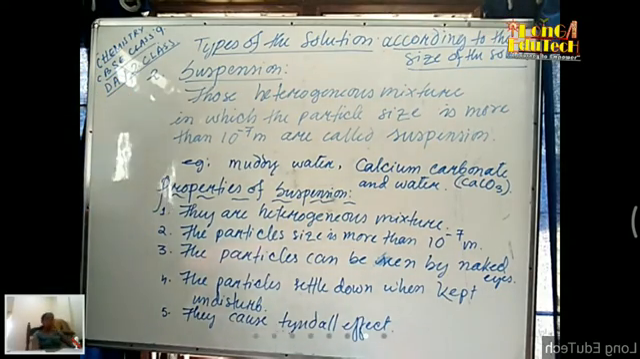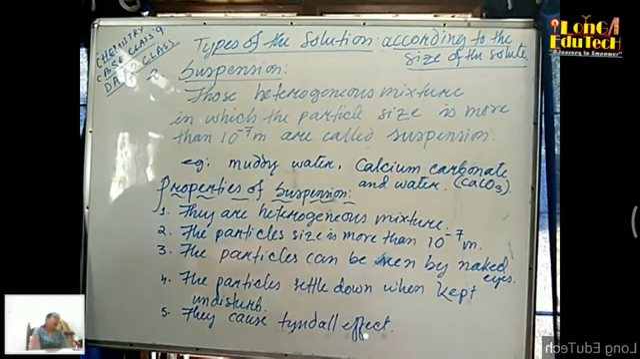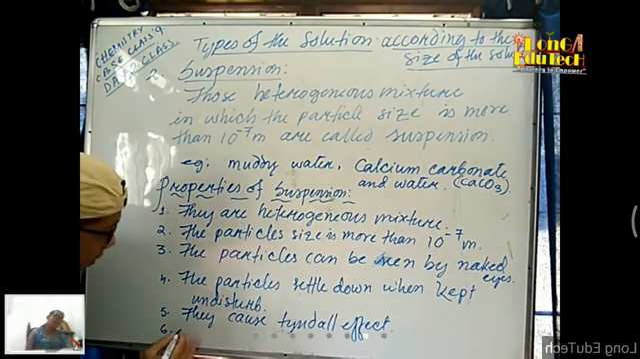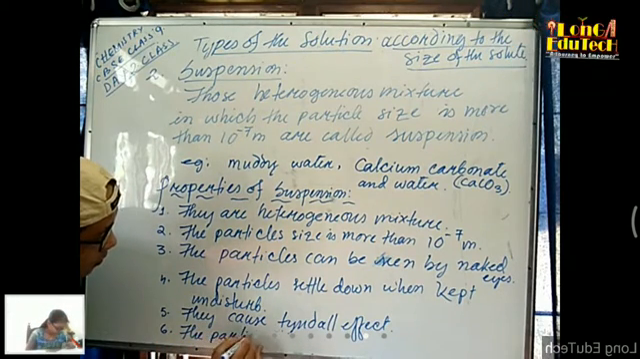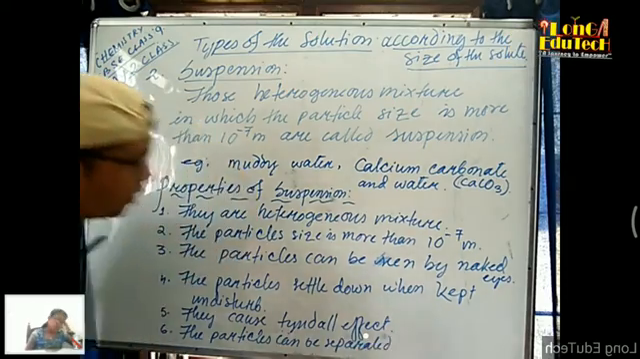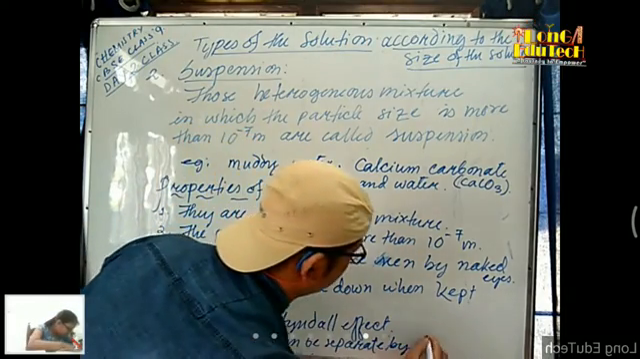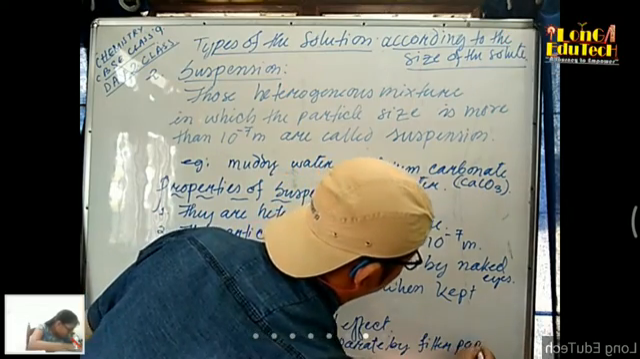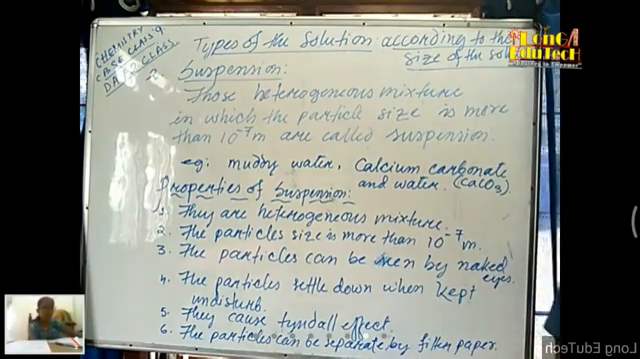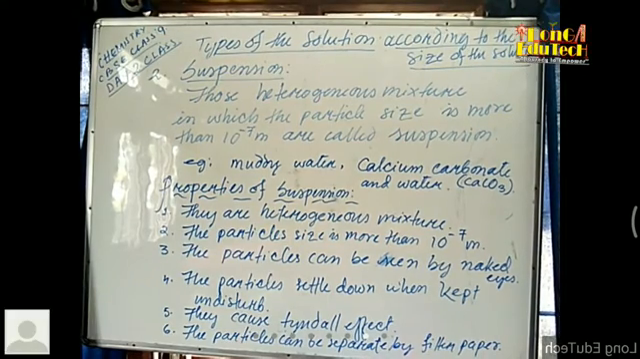And what else we have? They are a heterogeneous mixture. The particle size is more than 10 to the power minus 7 meter. Particles can be seen by naked eye. Particles settle down when kept undisturbed. They cause the Tyndall effect. And the number 6 point, what we can write: the particles can be separated by filter paper, or very simply we can say by an ordinary method. By the simple method we can separate the particles. Here we can give muddy water, chalk and water and all.